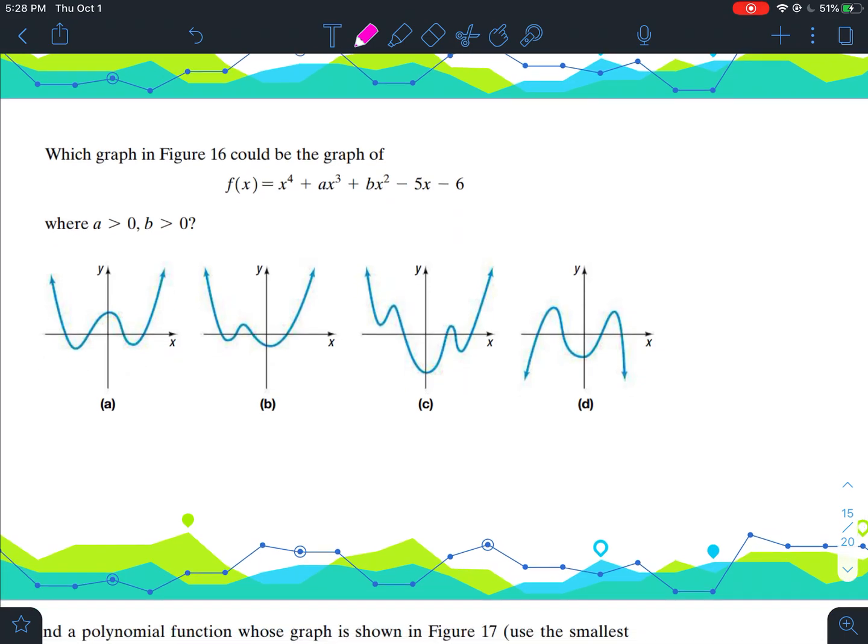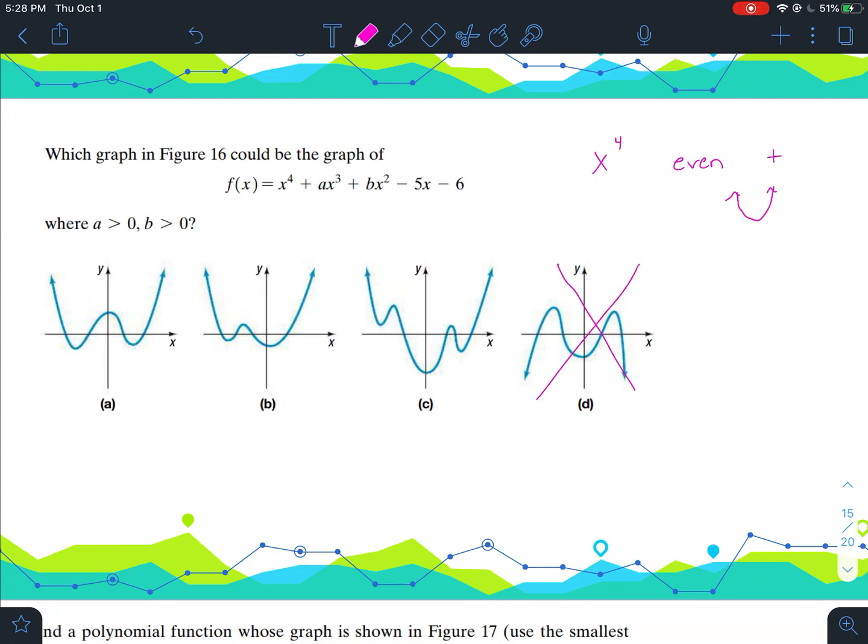What could be the graph of x to the 4th plus ax to the 3rd plus bx squared minus 5x minus 6? All right, let's start with the degree. It's x to the fourth, so it's an even degree with a positive leading coefficient. So my tails should be up and up based on the end behavior information.